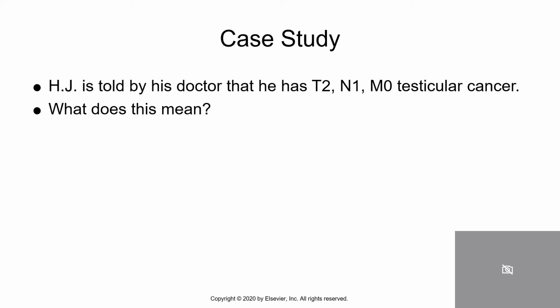So T2 would mean that the cancer has spread to blood or lymph vessels near the tumor. The N1 means that there is spread to at least one lymph node, but there's not a lymph node present that is any larger than 2 centimeters in diameter. And the M0 means there's no distant metastasis.